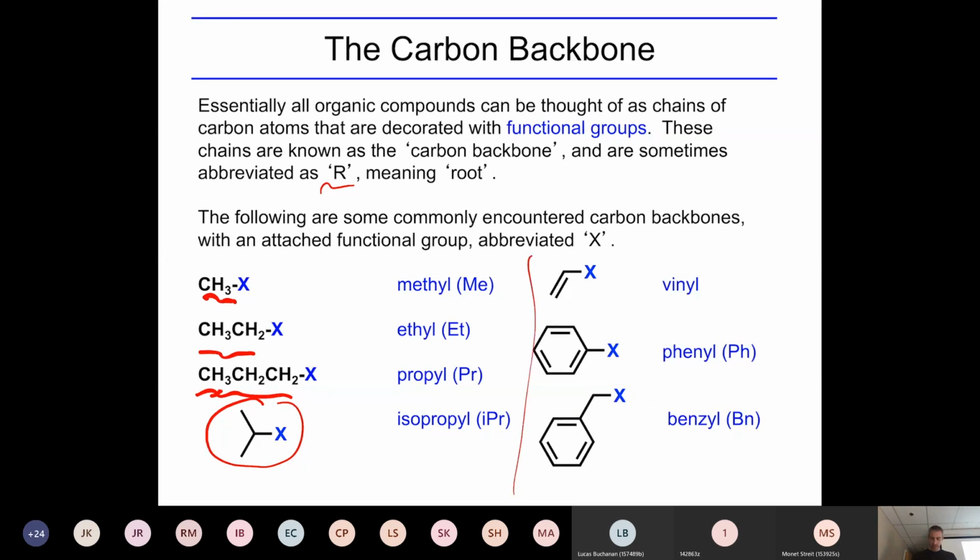Other common ones here on the right side, we have a vinyl group. A vinyl group is a carbon-carbon double bond with something attached. So when you hear the word vinyl, what do you think? Like vinyl records, yeah? Or like vinyl siding or vinyl flooring. Those are all made out of the same material, which is polyvinyl chloride. And polyvinyl chloride is made from vinyl chloride, where the X group is a Cl. And then this is made into a plastic.